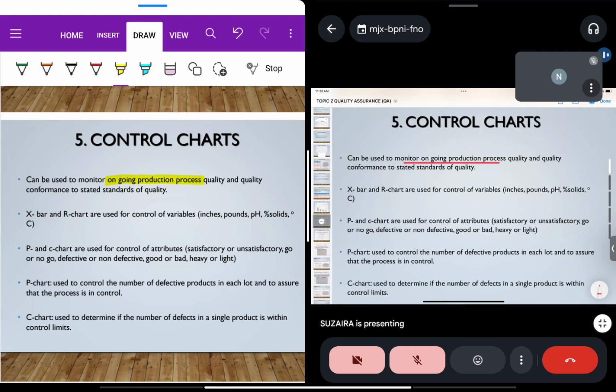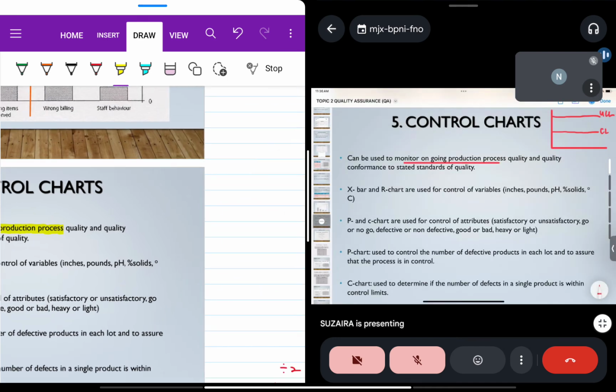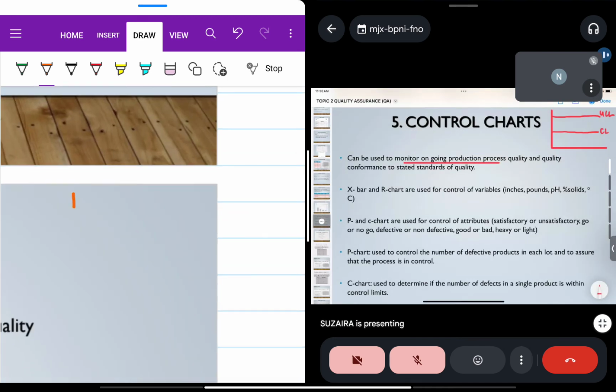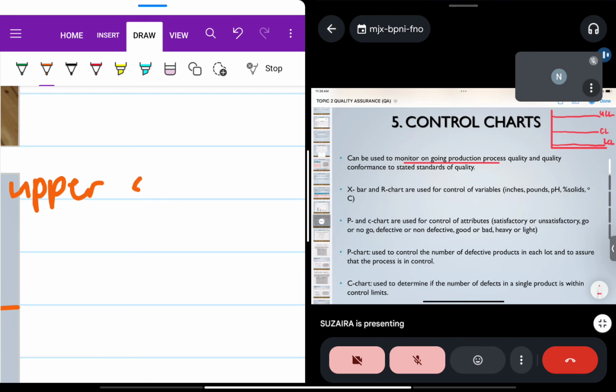Okay, so whenever you talk about a control chart, you have these three things, because it looks like this one. This one is the control chart. Then you need to come up with the UCL, the upper control limit. You have a CL, the center line, but usually we call it the control limit. And the last one is the LCL, the lower control limit.